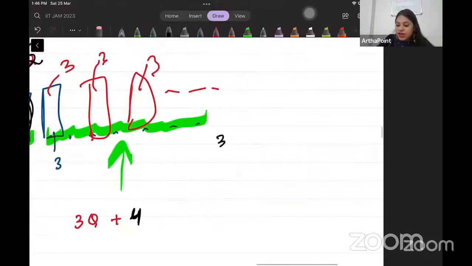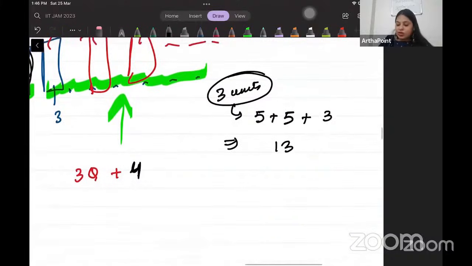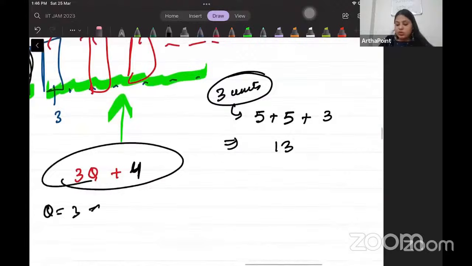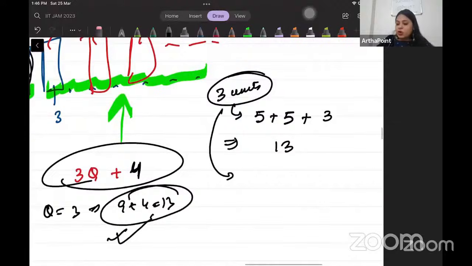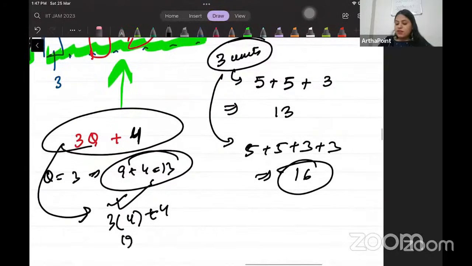So this means that if I were to produce 3 units, what would have been my cost? First unit at 5, second unit at 5, and third unit at 3. Total cost would have been 13. And when I put in this function, Q equal to 3, I get 9 plus 4, which is 13, which is the same thing. If I were to produce 4 units, first 5, second 5, third 3, and fourth 3, that means I would have incurred 16 rupees. Let me just check here. So 3 into 4 plus 4, 12 plus 4, which is 16, which is giving me the correct answer.